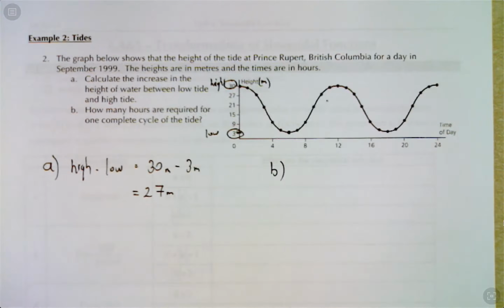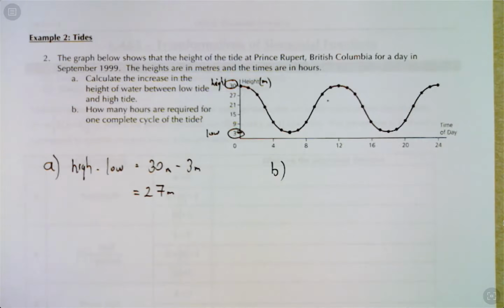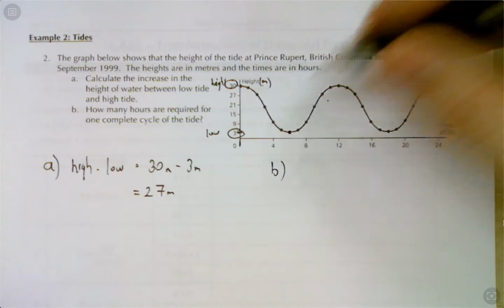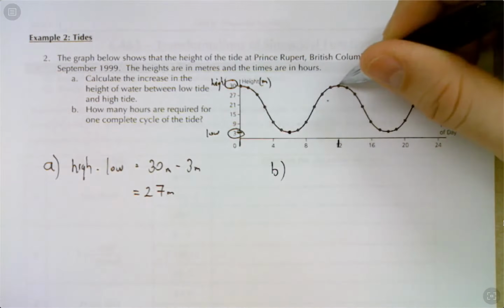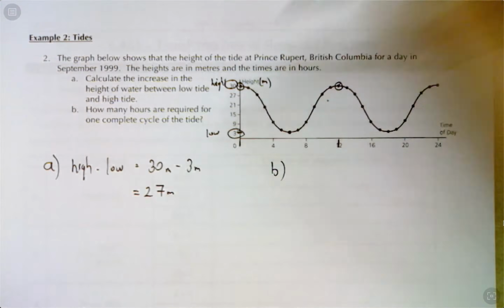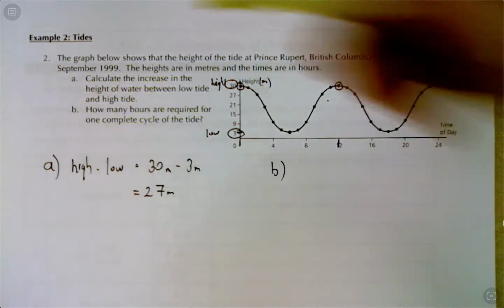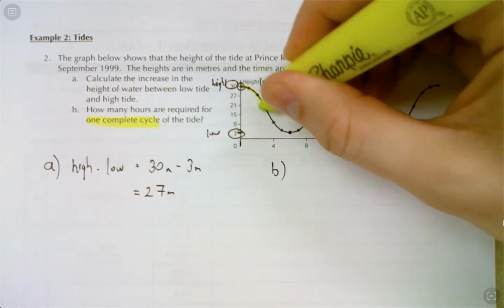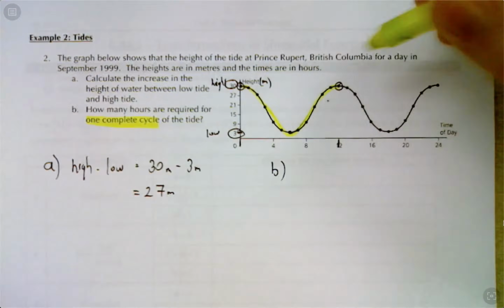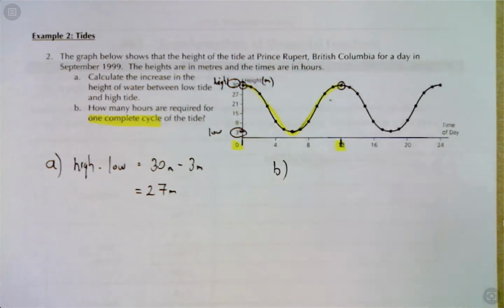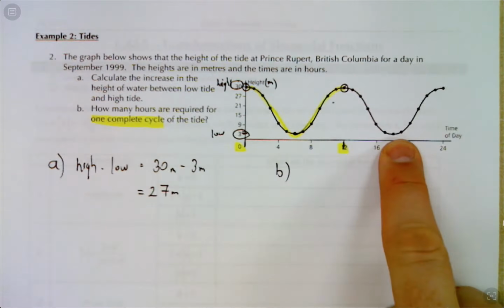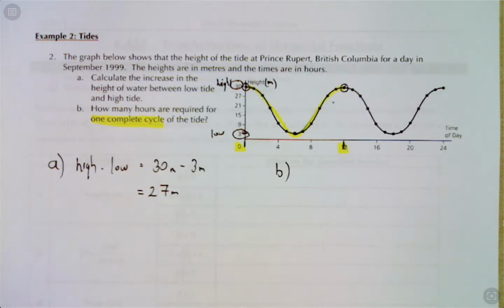B, how many hours are required for 1 complete cycle of the tides? Well, starting at 0 hours, we're at high tide, so it's just the next time we're at high tide. Next time we're at high tide is right here. Here's our 2 high tides. So 1 complete cycle would be from high tide to high tide, which is 0 to 12. Now, we don't need to go high tide to high tide. You could go low tide to low tide, and that would be from 6 to 18, which is also 12 hours.